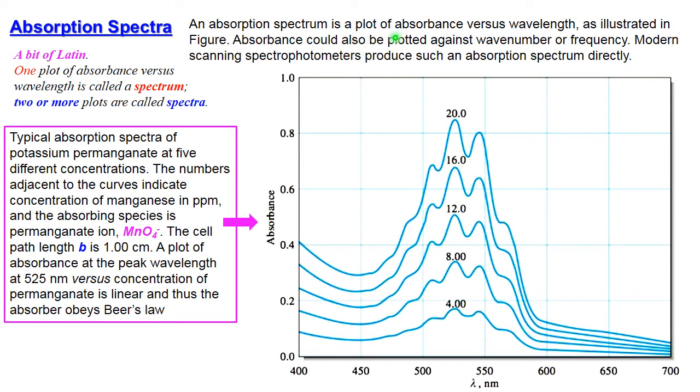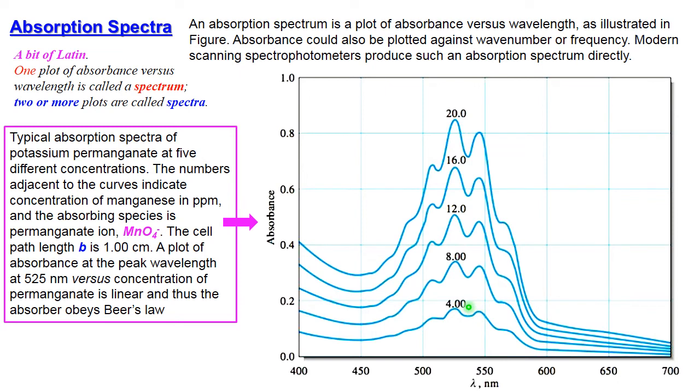An absorption spectrum is a plot of absorbance versus wavelength, as illustrated here. So wavelength, absorbance. Sometimes absorbance is plotted against wave number or frequency. Modern scanning spectrophotometers produce such a spectrum directly. Now, when it's singular, we say spectrum. When it's plural, two or more plots, we say spectra, similar to Latin.